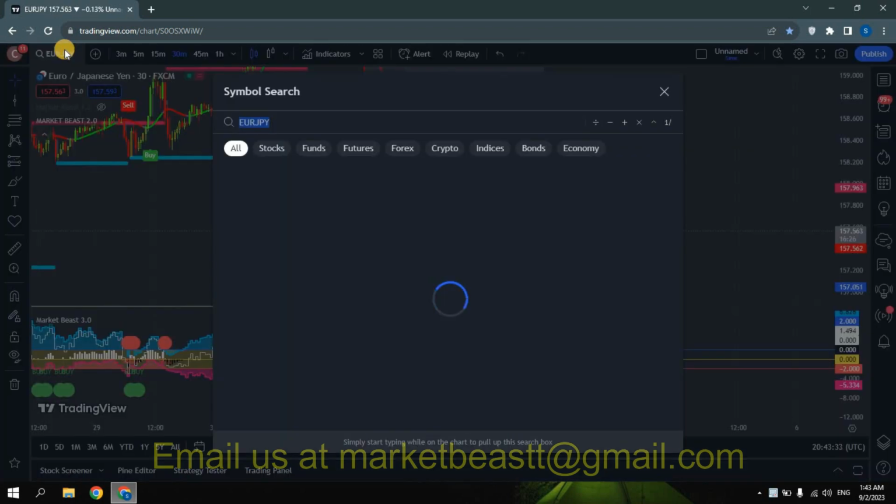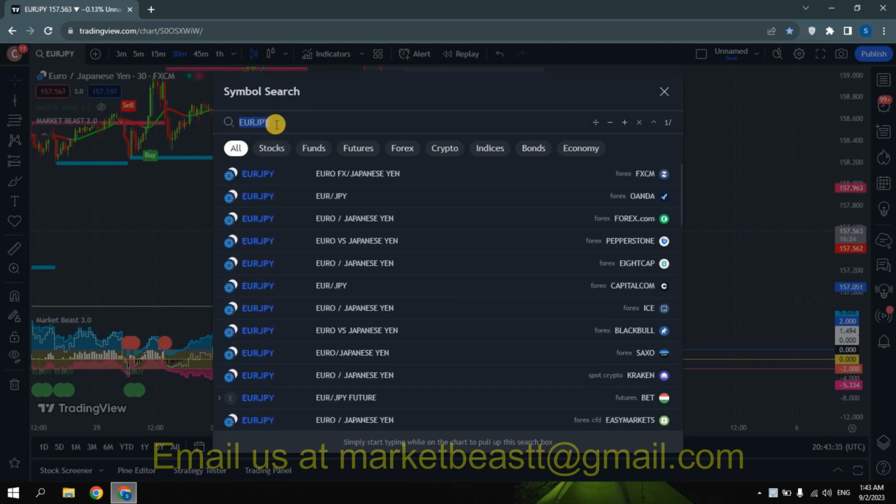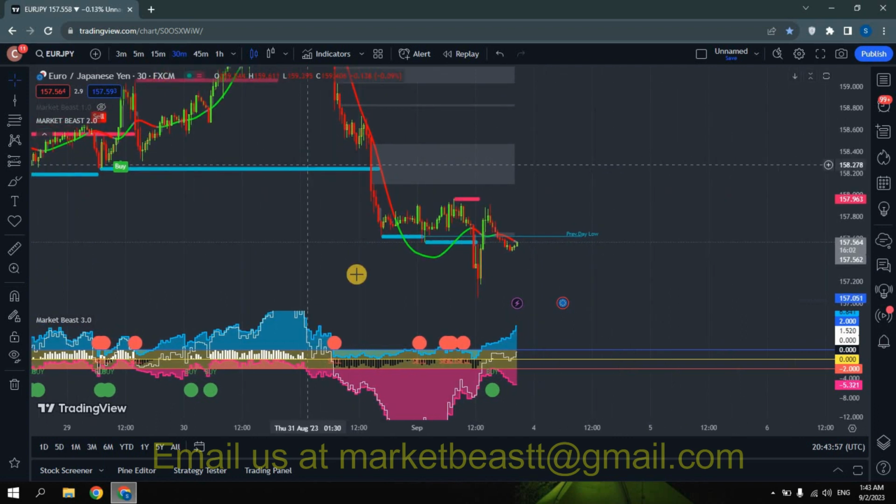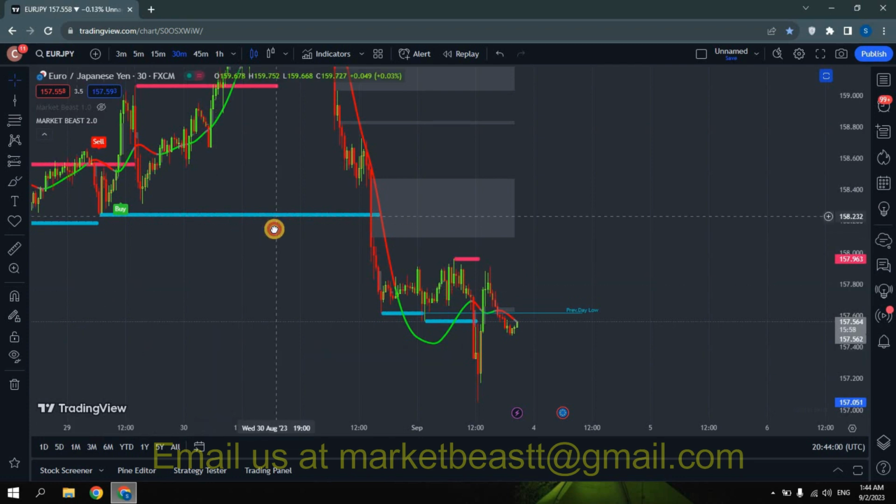So I am on the Euro JPY chart. I'm going to select the 30-minute time frame. First we will have to identify the trend by selecting 30-minute here first. I'm going to minimize the Market Base 3.0 for a while.